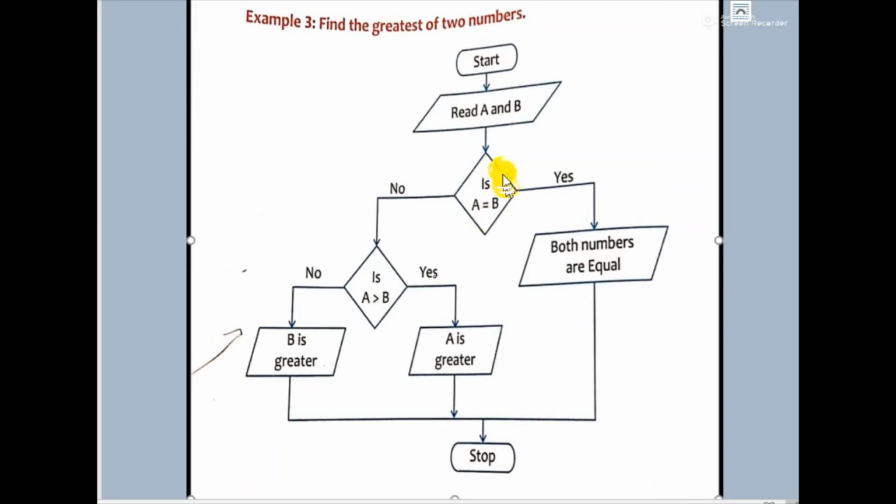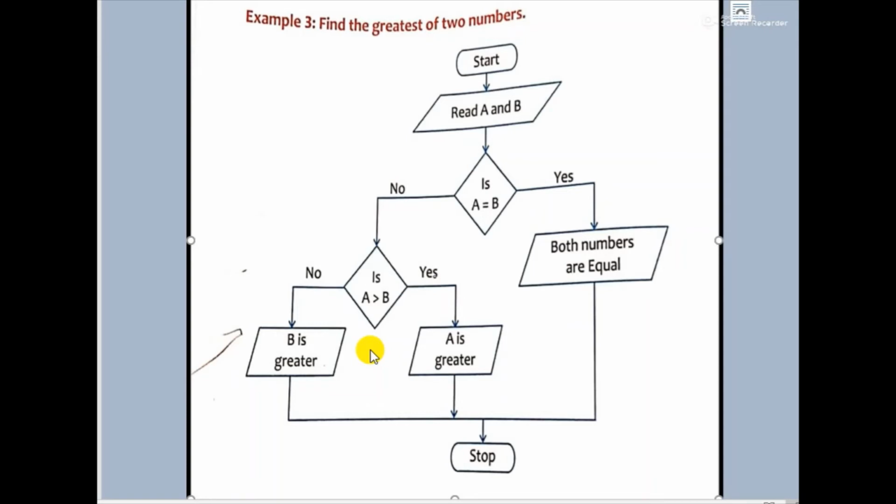The first condition is a equal to b. If this condition is true, then both numbers are equal, which is again present in the output box. So the output of this problem will be both numbers are equal, and then the control will move to the stop box, and the remaining operations will be finished. But if this condition is false, then the control will move towards this side, and again the second condition will be checked here.